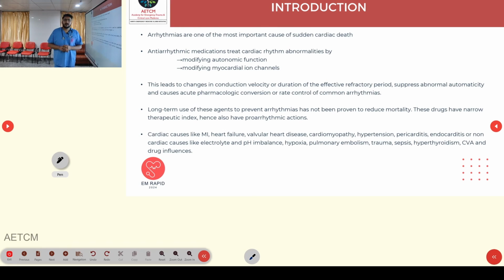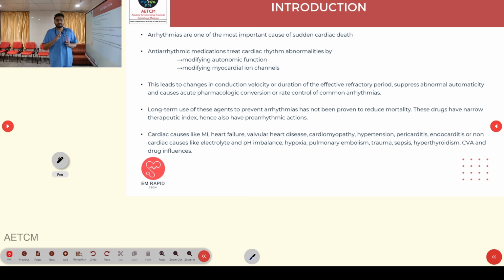We all know arrhythmias are one of the most important causes of sudden cardiac death, and these anti-arrhythmic agents act mainly by two mechanisms: one by modifying the autonomic function, or by modifying the myocardial ion channels. This causes changes in the conduction velocity as well as the refractory period, and it suppresses abnormal automaticities, which causes the pharmacological conversion or rate control of the common arrhythmias.